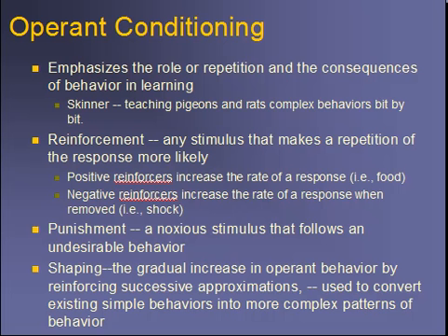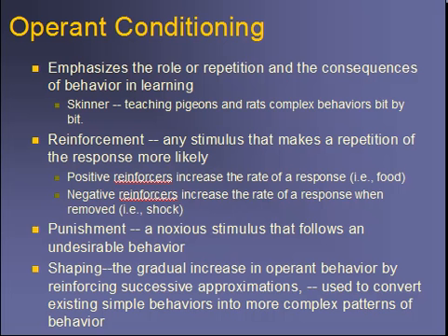Okay, so operant conditioning is our second learning theory, and in comparison to classical conditioning, which emphasizes the pairing up of two things, or learning by association, operant conditioning emphasizes the role of consequences and repetition in learning. So reinforcement is one of the big concepts here.